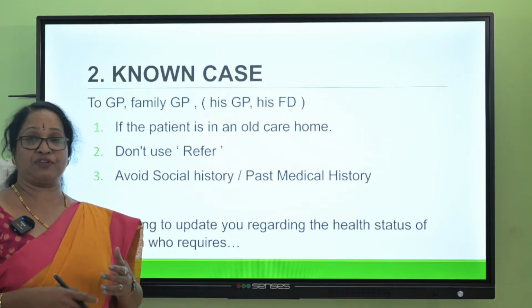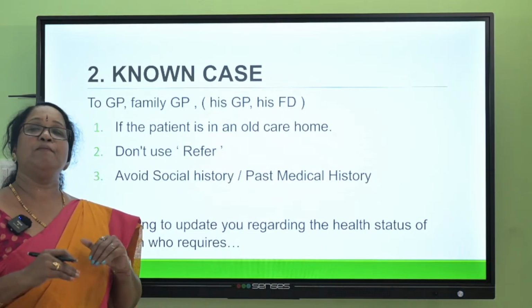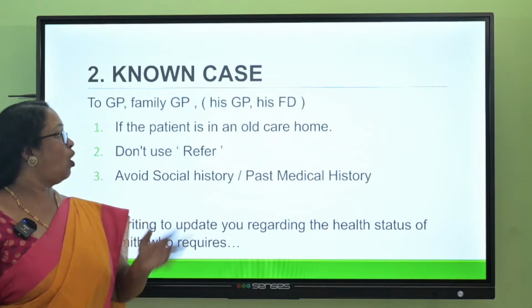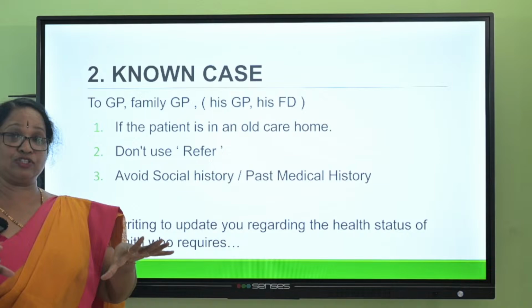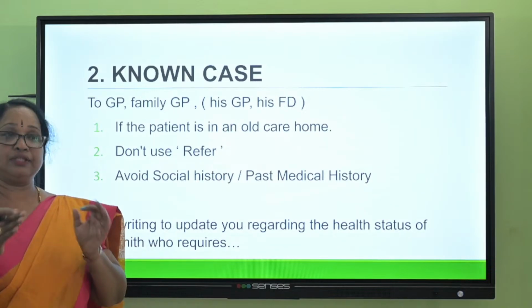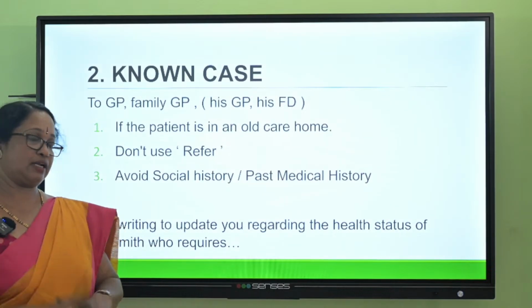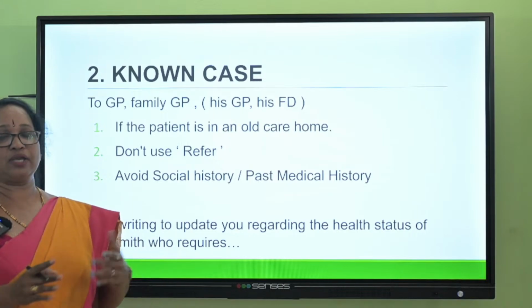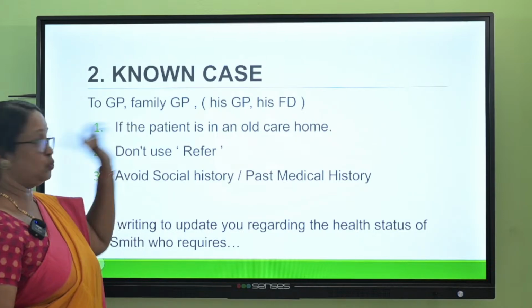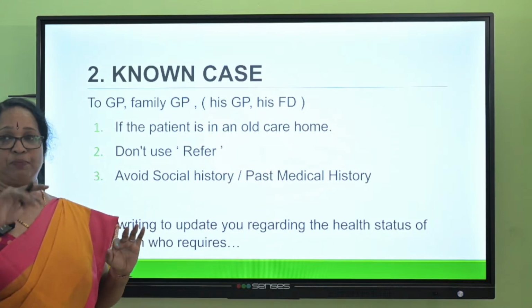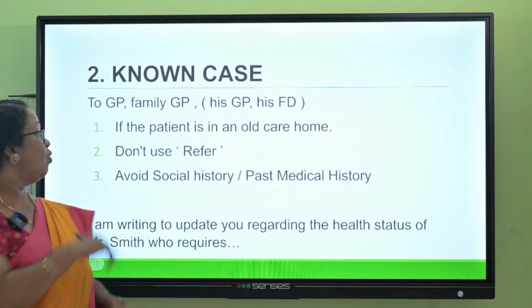GP, that means if the patient name is Mr. John, Mr. John's GP or Mr. John's family doctor. If they mention like that only, you can think that it is a known case letter, otherwise it is not a known case. You can consider that one as an unknown case. Please note that one. To GP, write a letter to GP. In the writing task they will point out, write a letter to GP.